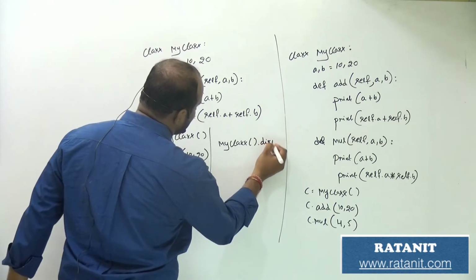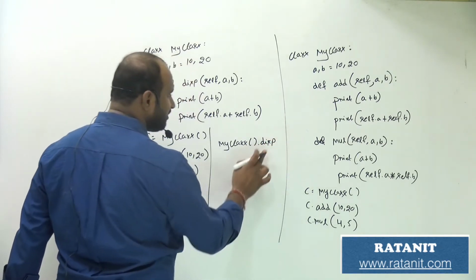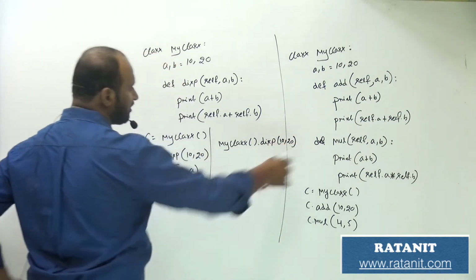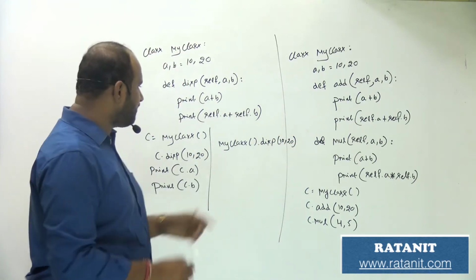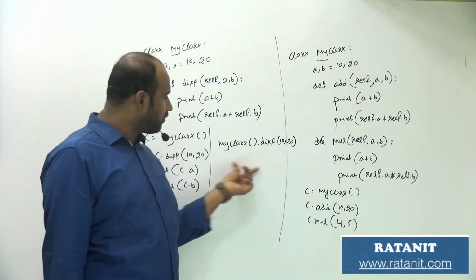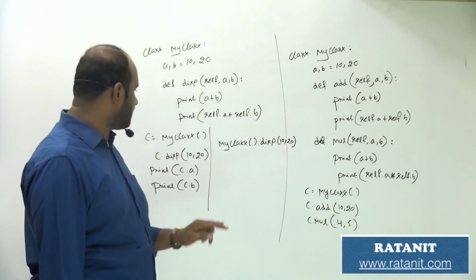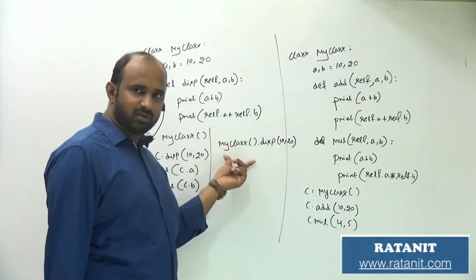What is the function here? Disp, right? Disp expecting how many arguments here? 2 arguments, right? Simply here you can pass 10 comma 20. This line is also valid. Does this object contain any name here? No, right? This approach is called what? A nameless object. So we can call the functions in two ways: one is a named object and the other is a nameless object.